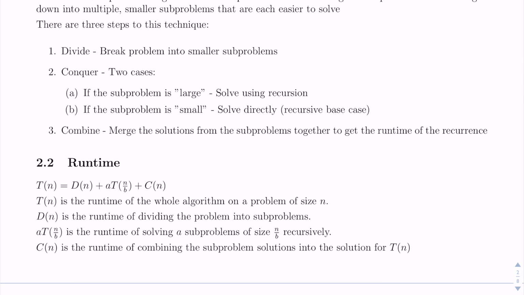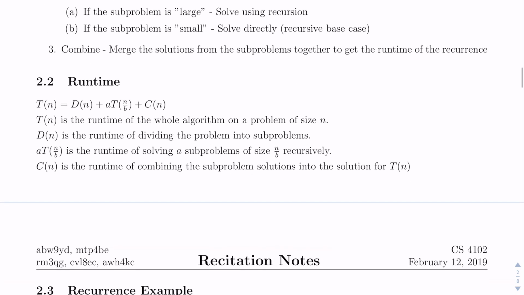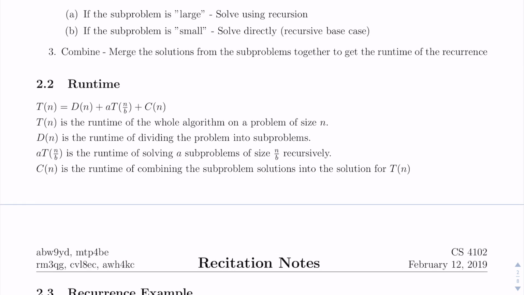Finally, again with recursion, you're going to have to combine. You're going to take the solutions to these smaller subproblems that you've created and merge them back into one solution for the whole problem, which is going to be the runtime of the recurrence that you're trying to solve. So moving into runtimes, the runtime of a recurrence, which you've gone through in class, and I think we'll define officially here again in the next section, but basically this is the form of a recurrence for a divide and conquer problem, where T of n is the recurrence for the whole problem. D of n is the runtime of your divide step.